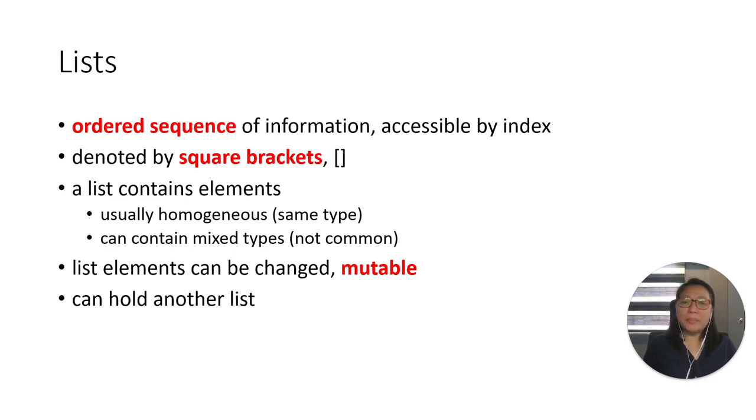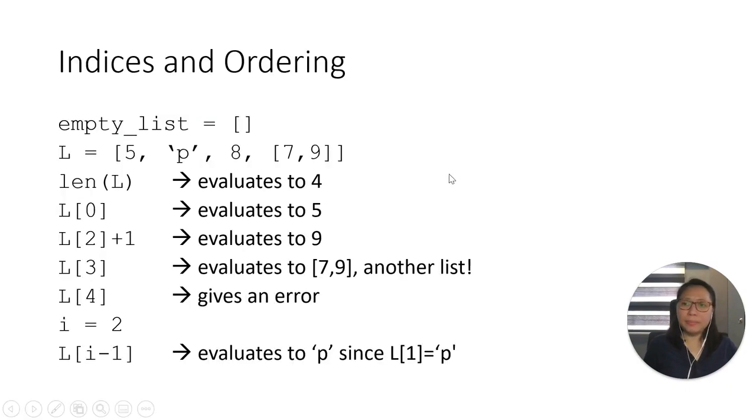List elements can be changed. It is mutable. That's the difference between list and tuple. And list, just like tuple, can also have as its elements different types of objects, including list. So a list can hold another list. So this is how we access the elements in a list.